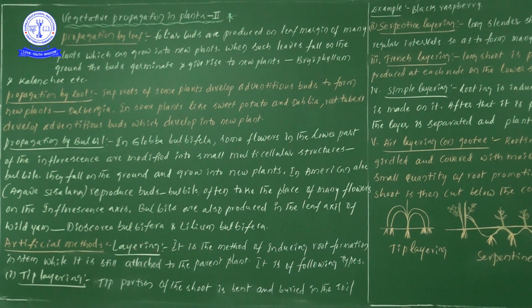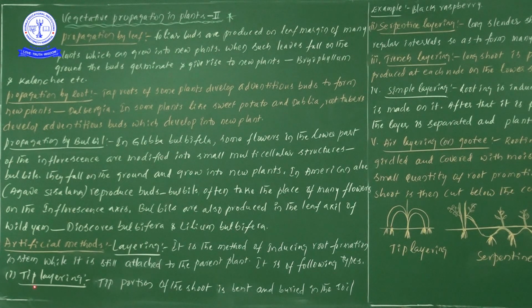Here, for our convenience to study, layering has been divided into different types. Now let us see one by one. First one is tip layering. The word itself gives the information. Layering means the development or inducing of roots on the stem when that stem is still attached to the parental plant. Tip layering is the development of roots at the tip region of the mother plant.